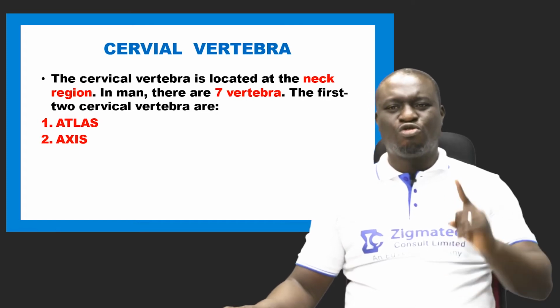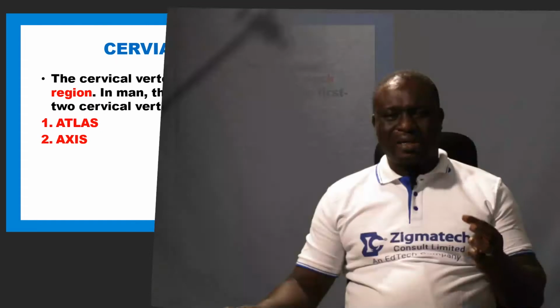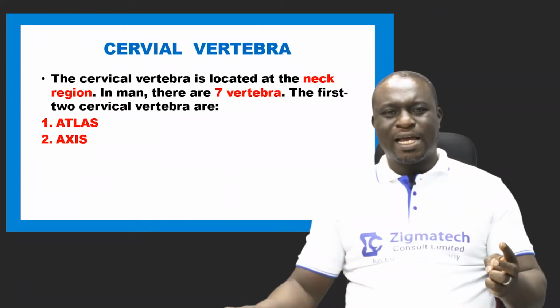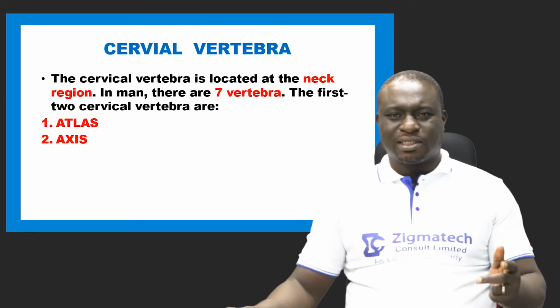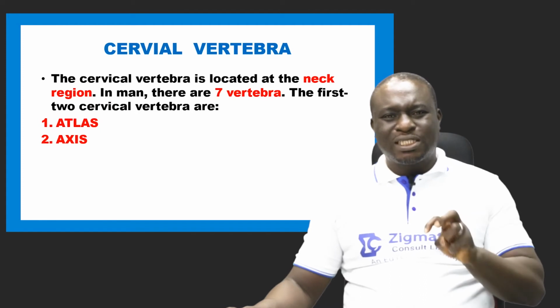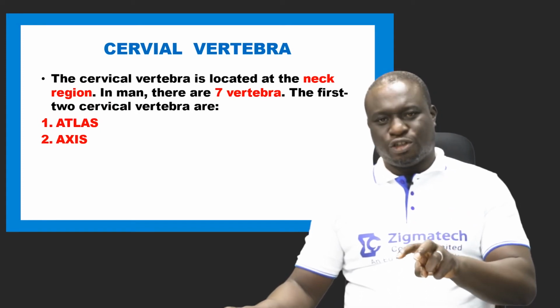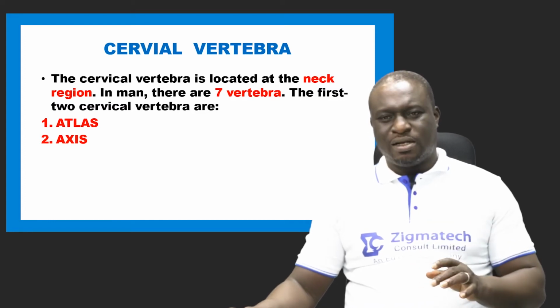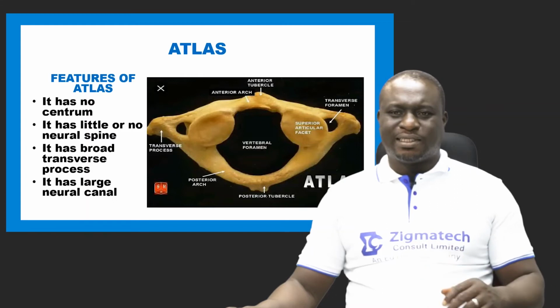The first cervical vertebra is called the atlas. The second one is called the axis. We're going to be looking at these 2. They have very important functions or relation to man. First, atlas. You can see on the screen that is the atlas.